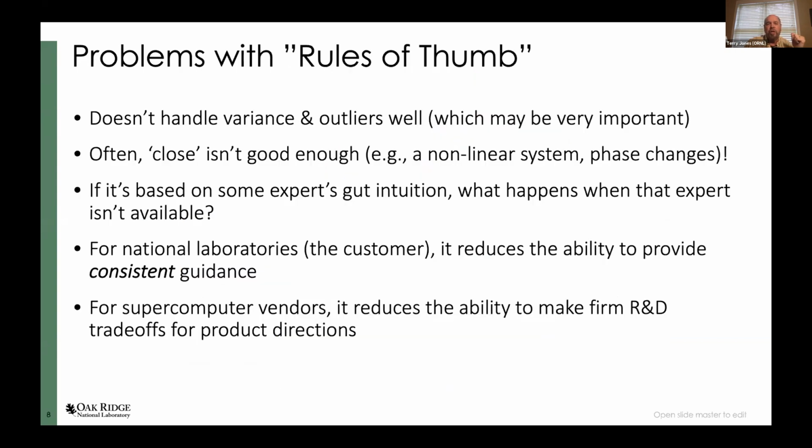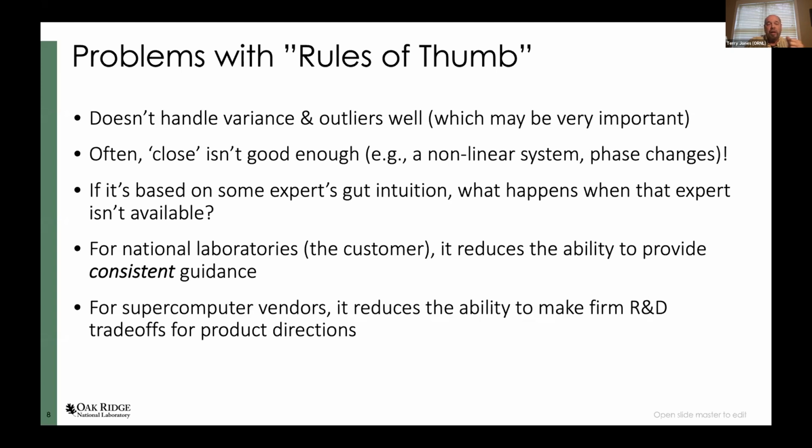And so what are some of the problems with rules of thumb? Well, you're not able to really handle variance and outliers well, and because forwarding our science is so important, who knows how a little issue could play out for society. Often close isn't good enough. Everyone's aware of nonlinear systems and phase changes, how you can go from 33 to 32 degrees Fahrenheit, and there's a change in water, even though there was a small change in the temperature. Another issue with rules of thumb is if it's based on someone's gut intuition, what happens when that expert's no longer available?